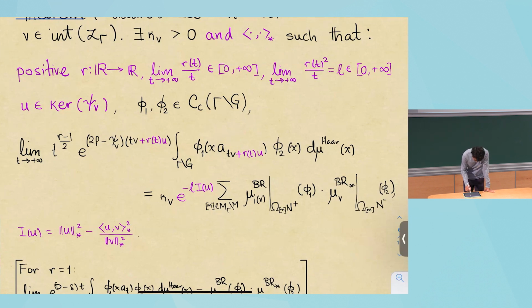So this is e to the minus this constant L comes up here times IU, and IU is just the distance of u to the line along V, the distance squared from u to the line along V, with respect to this star inner product.